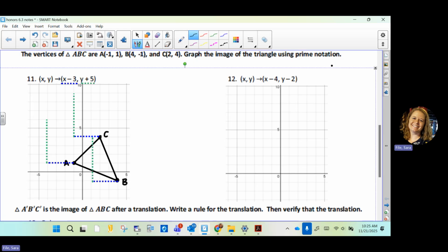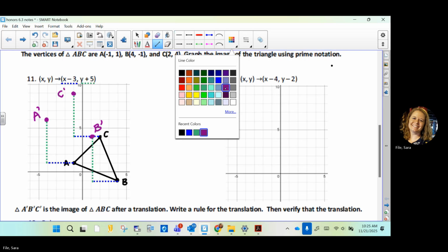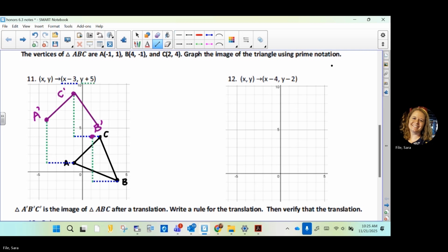So then those points end up, this is my A prime, C prime, and B prime. So I slid that figure left 3, up 5. I just took each coordinate and did that. So graphically, you can do it like this.